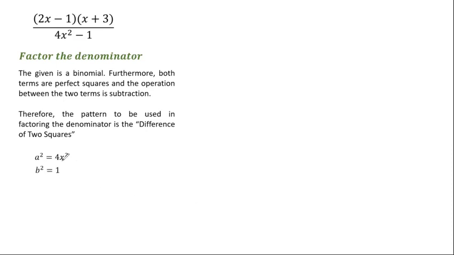Now, kukunin natin yung kanilang square root, okay, yung square root ng isa't isa, and then i-substitute natin dito sa ating formula na a plus b times a minus b, okay, dito sa ating pattern, para ma-factor out natin completely itong denominator. Now, getting the square root of 4x squared, we have 2x. And then getting the square root of 1, we have 1. So ito yung factor ng ating denominator. Okay, ito yung factored form ng ating denominator.